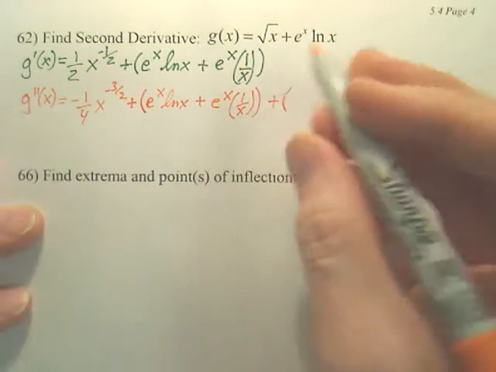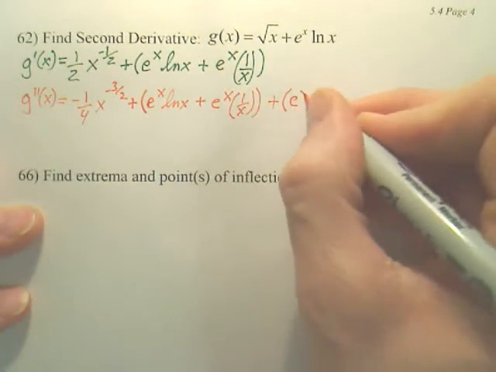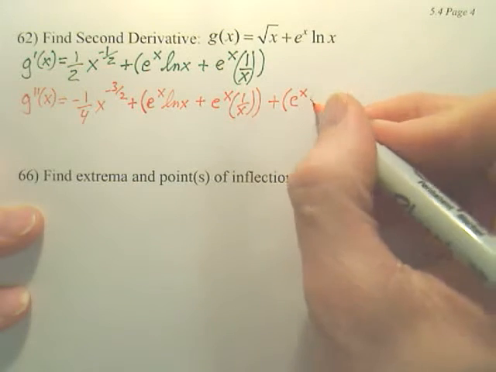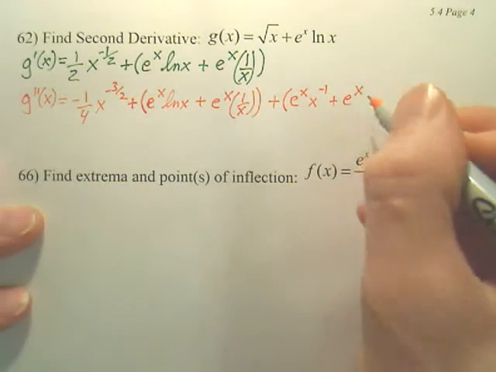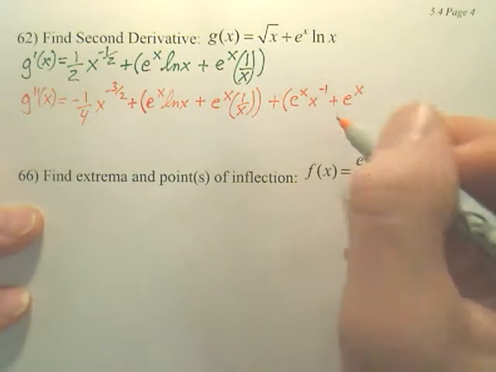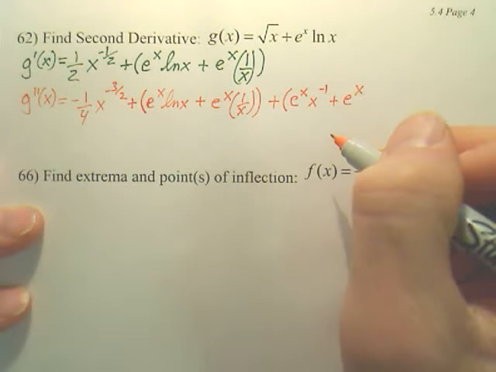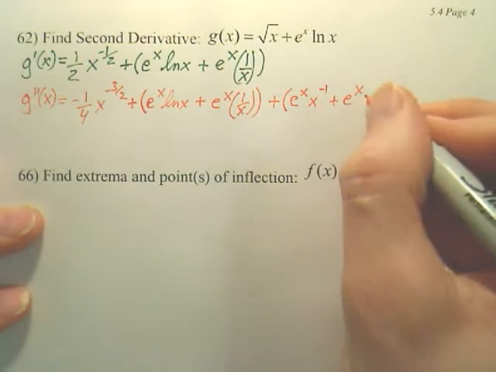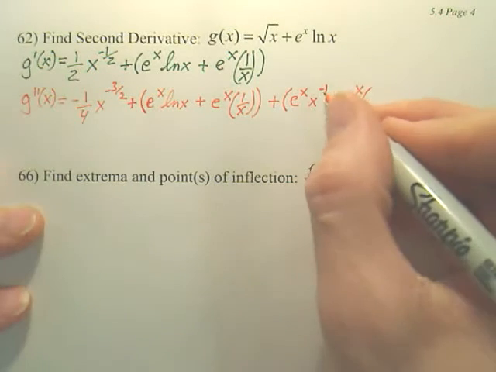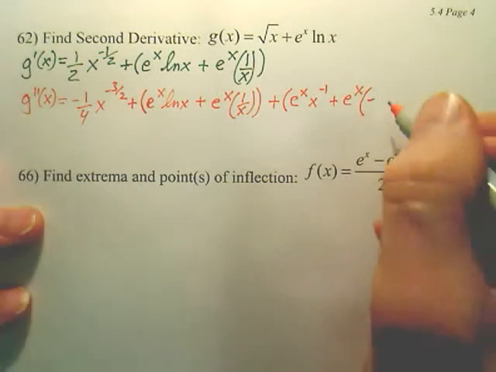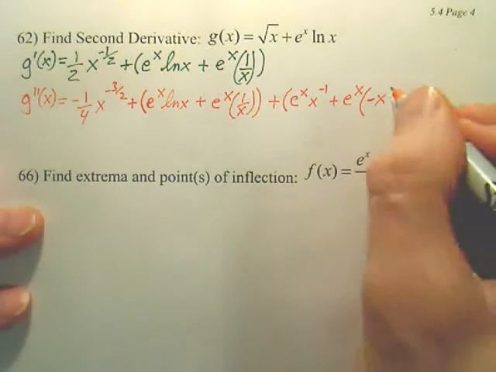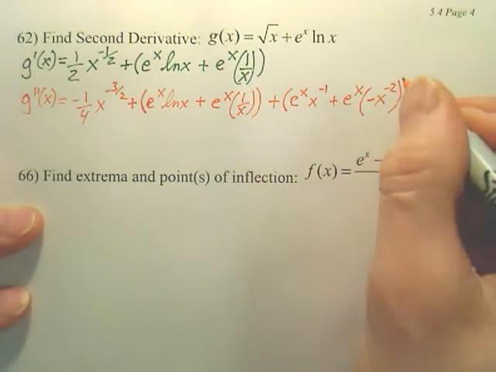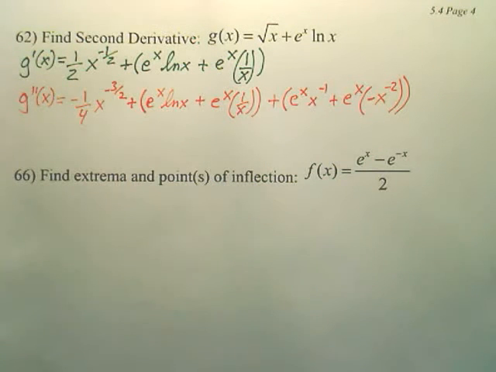So when I think of it as x to the negative first, derive the first piece, that would be e to the x, and leave x to the negative first, plus leave e to the x, and derive x to the negative first. The derivative of x to the negative first is, well, you take the negative, put it out front, so it would be negative, and it would be x to the negative second. Alright, that would be your derivative.